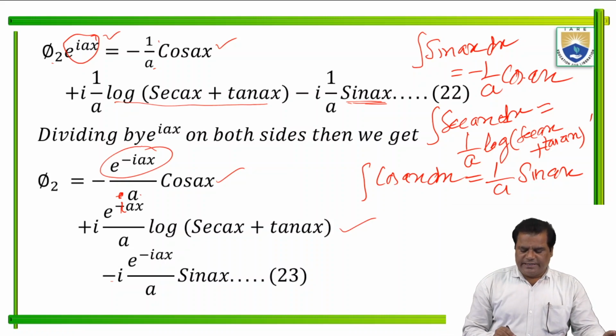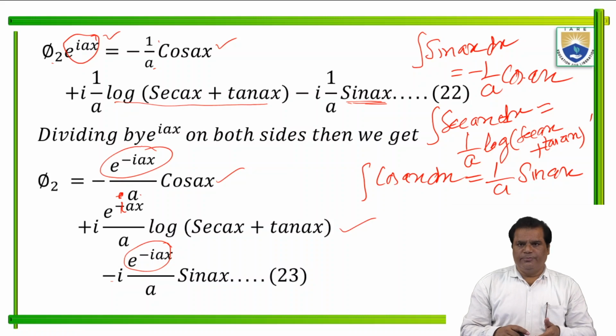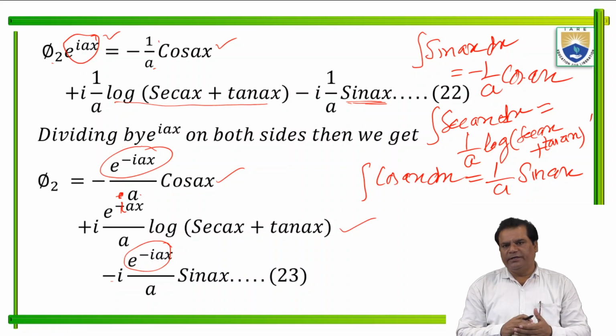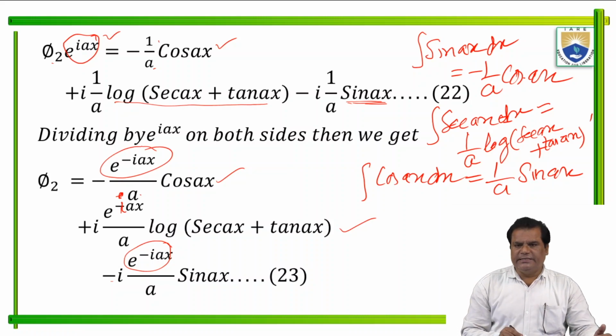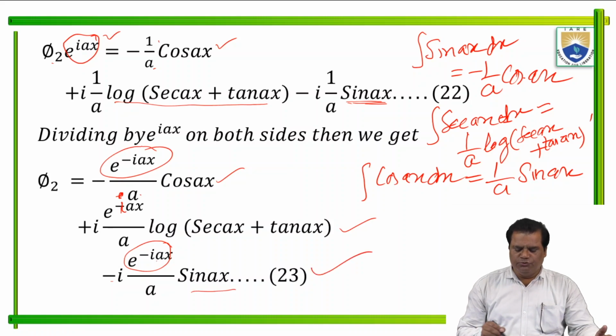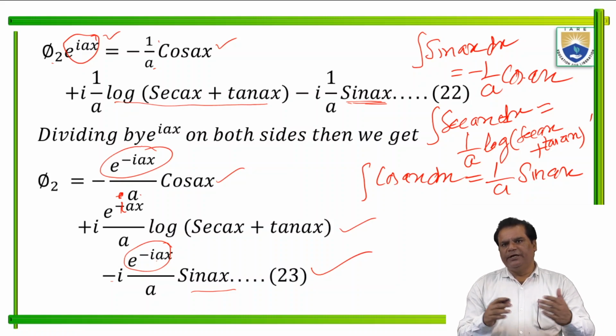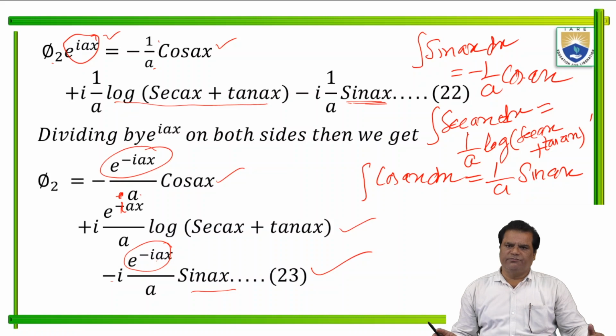So here log of sec ax plus tan ax. Here again negative this e to the power minus ix. First of all this goes to the denominator, positive goes to the denominator. Then we write it in the numerator. Then the sign changes. Then we write here minus ix upon sin ax. This is equation 23. This is the value of phi 2. This is the complete solution of equation 14.